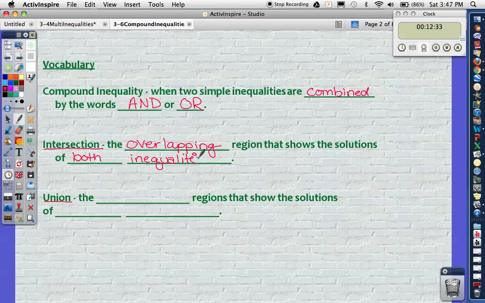So I might say X has to be less than 5 and X has to be greater than 0. I would only want to graph where they overlap. So even though X is less than 5 may go all the way into the negatives, X is greater than 0 goes all the way to the positives, we only want where they overlap.